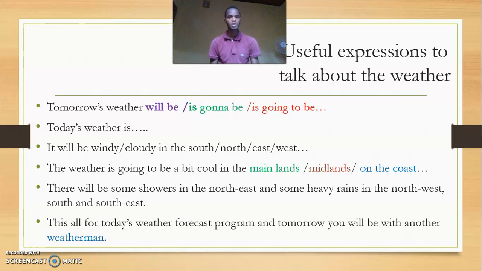You can also use the cardinal points for you to make a better description of the weather. The weather is going to be a bit cool in the mainlands, in the Midlands, or on the coast. There will be some showers in the northeast and some heavy rains in the northwest, south, and the southeast. This is all for today's weather forecast program, and tomorrow you will be another weatherman. The weatherman is the person who presents the weather on TV or on the radio.